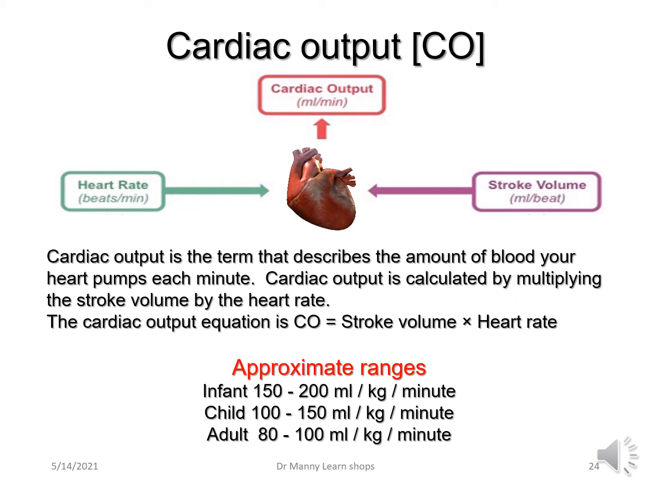And approximate ranges are as follows. They're just approximates. The infant, about 150 to 200 mL per kg per minute. Child, 100 to 150 mL per kg per minute. And an adult, approximately 80 to 100 mL per kg per minute.